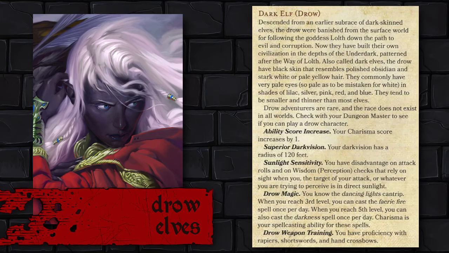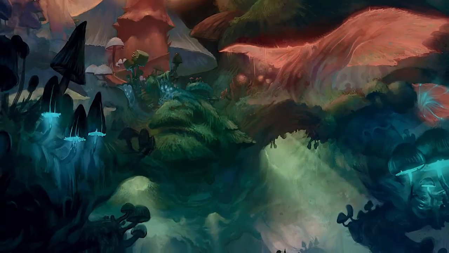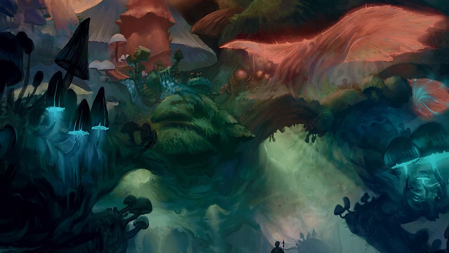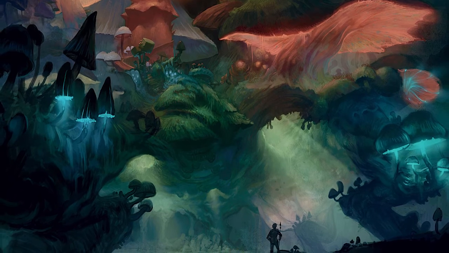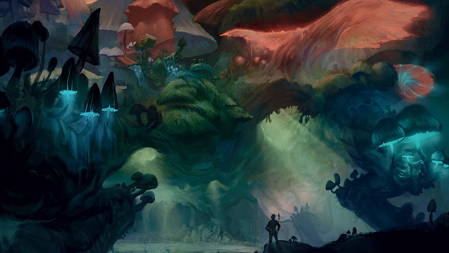Furthermore, superior dark vision. Now, all elves get dark vision, but drow just do it better than everybody else, just because they spend most of their lives underground. So dark vision has a radius of 120 feet instead of 60. Kind of the same thing, but a lot better in many regards.